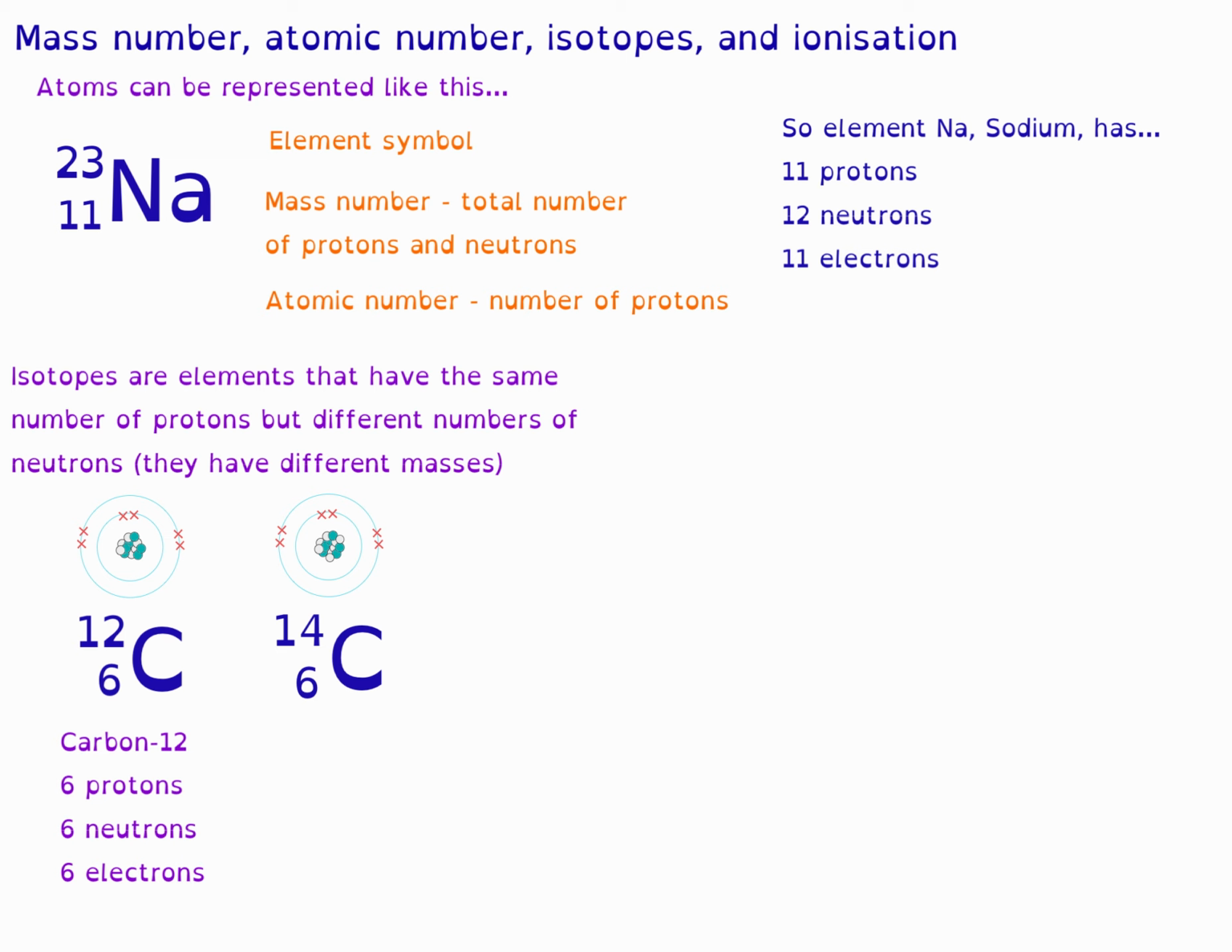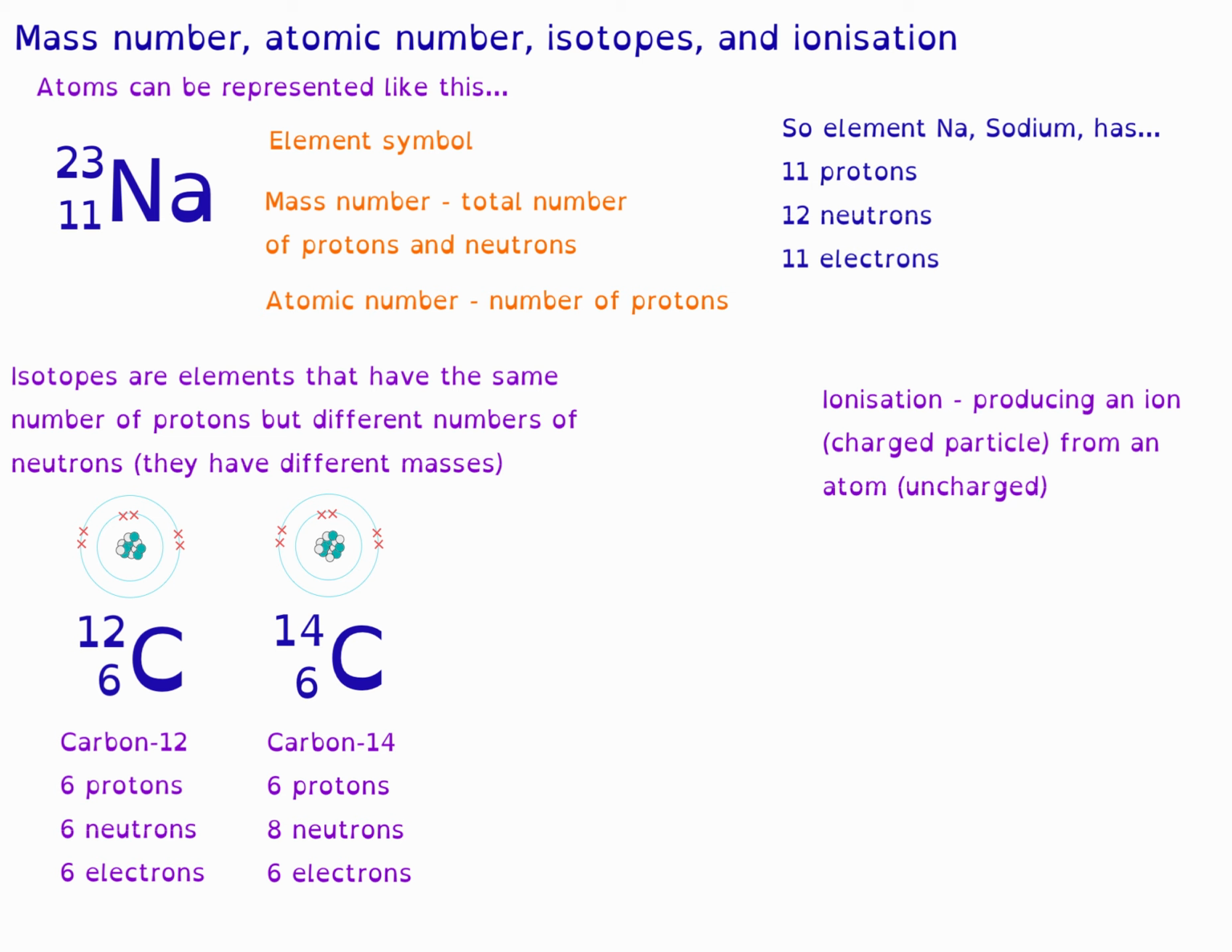Carbon-14 also has 6 protons because it's carbon, and carbon always has 6 protons. It has 8 neutrons, it's slightly heavier than carbon-12, and again it has 6 electrons because the electron charge must balance out the proton charge.